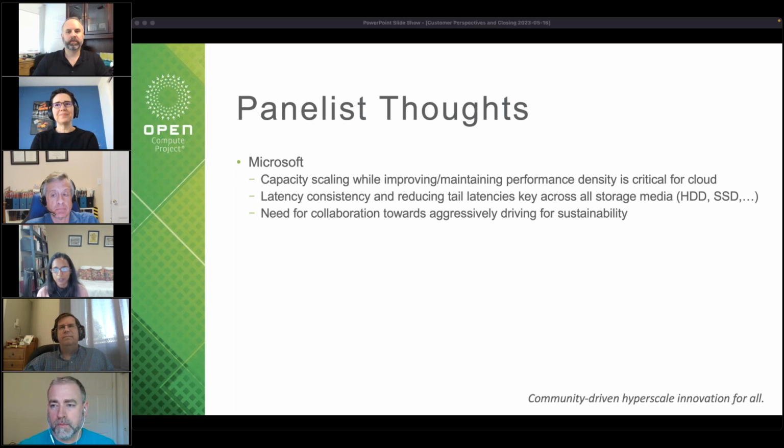And this is critical for the cloud. To keep our customer promises around metrics such as performance per virtual machine, performance per terabyte of capacity that we are deploying, as the density goes up, the overall performance needs to keep pace. So that's an area of focus.